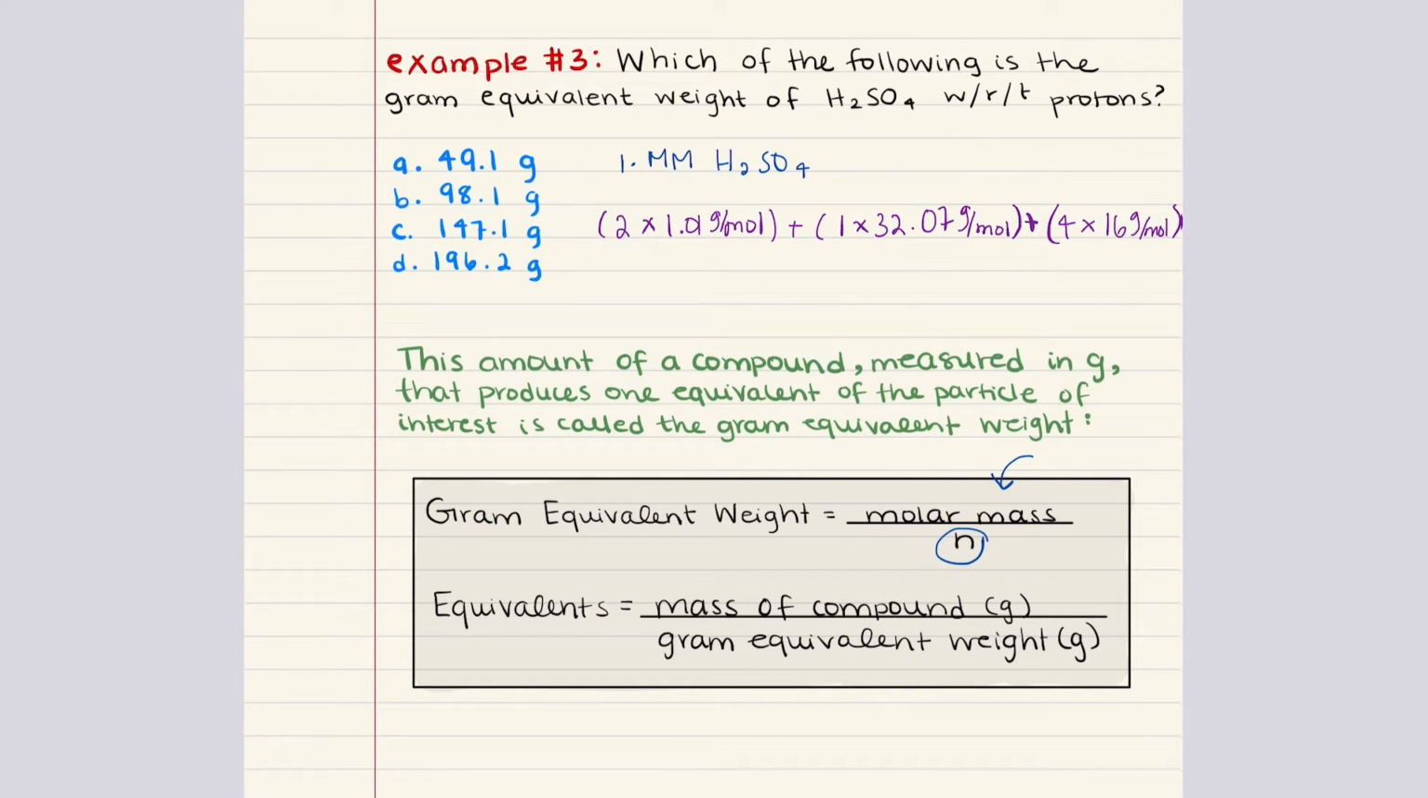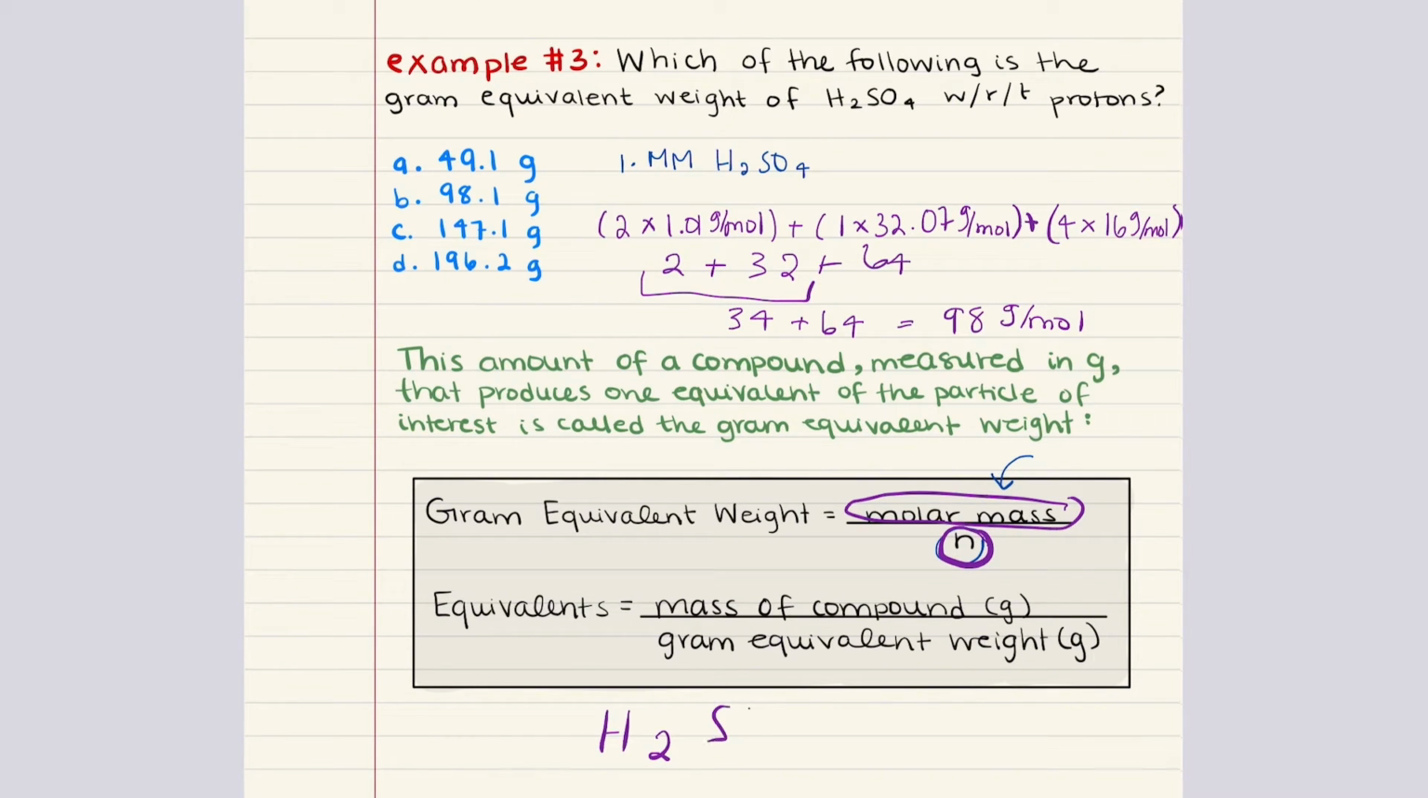2 times about 1 is 2, plus 1 times 32, we're going to keep that as 32, plus 4 times 16, which is 64. 2 plus 32 is 34. 34 plus 64 is equal to 98 grams per mole. Okay. So far, so good. Now, the next thing we have to do now that we figured out molar mass is figure out N. Sulfuric acid, H2SO4, this is a diprotic acid, meaning it can actually donate 2 protons per molecule.